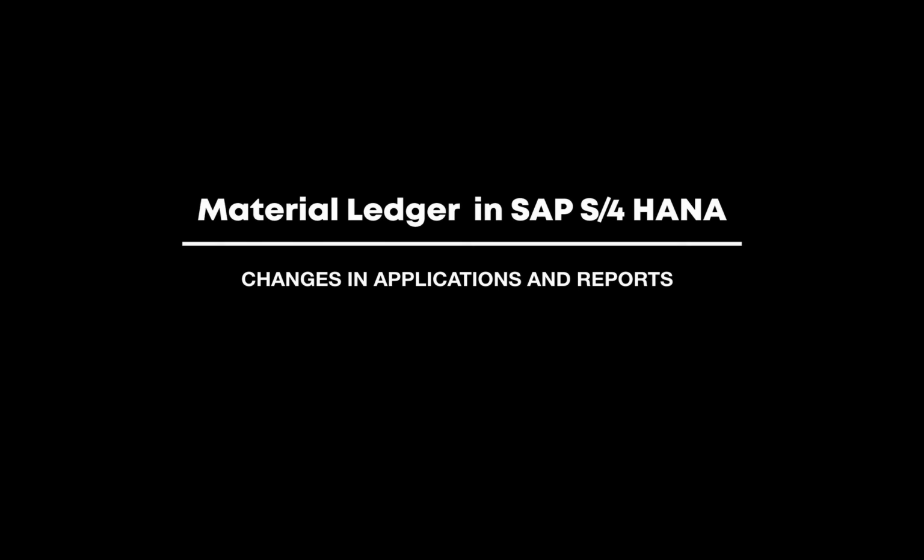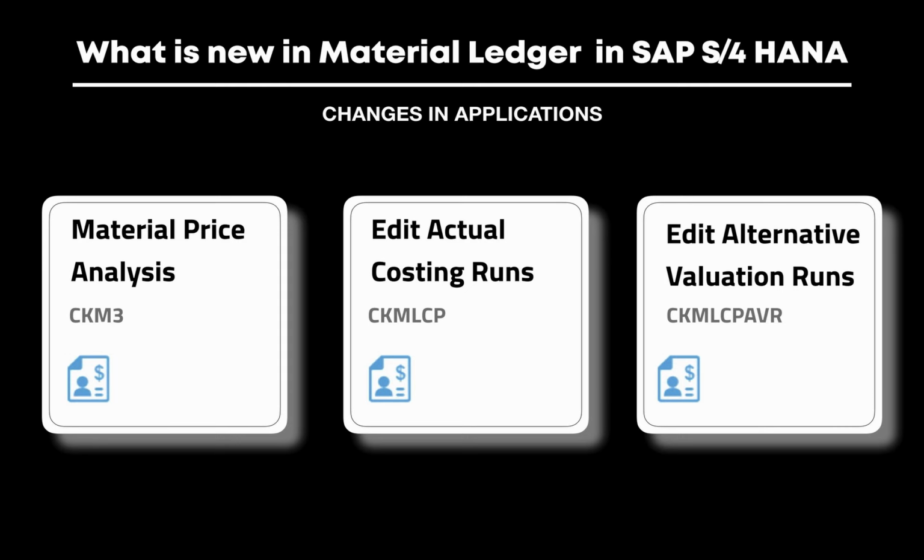Regarding material ledger processes and applications, the most important changes have been made to the material price analysis, transaction CKM3, and the actual costing cockpit, transactions CKMLCP and CKMLCPAVR. The processes have been simplified to gain performance and transparency. Let's take a closer look at both applications.